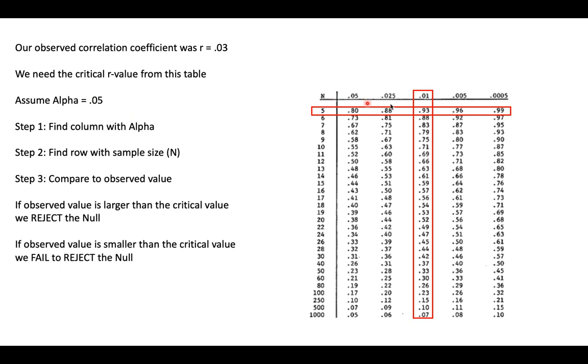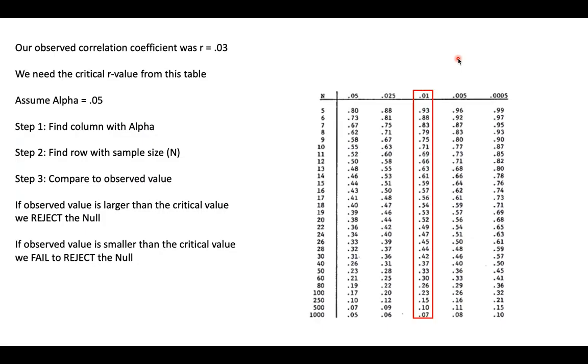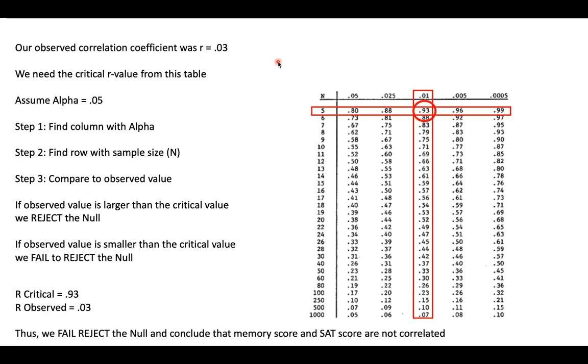We need 2 pieces of information. We need our alpha, which, again, sorry for my mistake, is 0.01. And then we need our sample size, our n, which is 5. And so we can see that to be statistically significant, we would need a very large R coefficient, right? 0.93 or beyond, or negative 0.93 or beyond. We're going to compare that to our observed R value of 0.03.